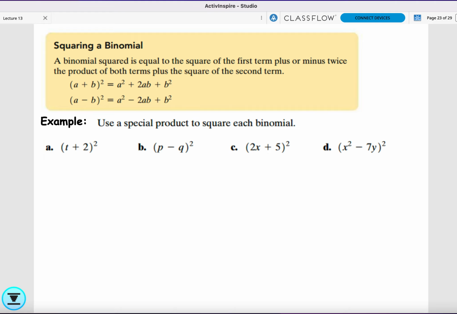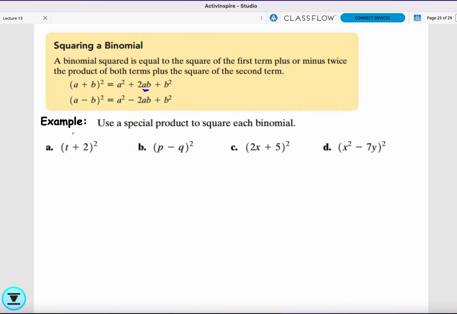Let's go ahead and look at squaring a binomial. So a binomial squared is equal to the square of the first term plus or minus the product of both terms plus the square of the second term. So a plus b, so that's what we're separating. A is the first one, b is the second one. We have to multiply them together times 2 to get the middle term. So a squared and b squared.